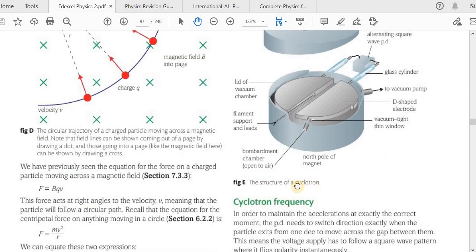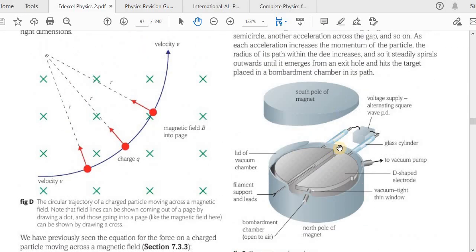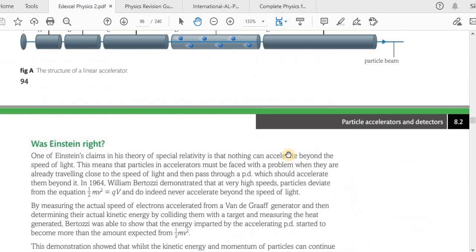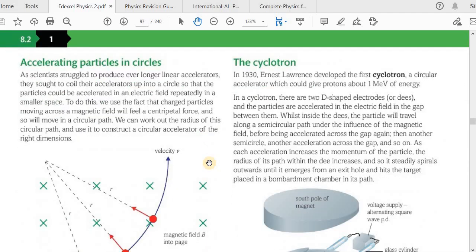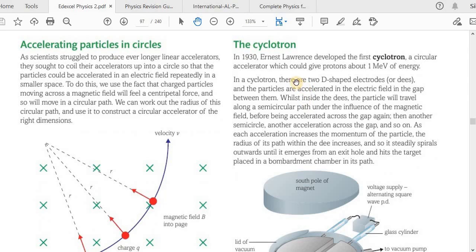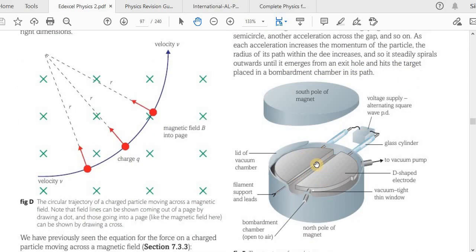Okay, the structure of a cyclotron. You should understand this like you understood the Linac, the linear accelerator. You have to understand the cyclotron also. A circular accelerator which would give protons about 1 mega electron volts of energy. So here you see protons. In a cyclotron, there are two D-shaped electrodes, or Ds. The acceleration occurs between the Ds.